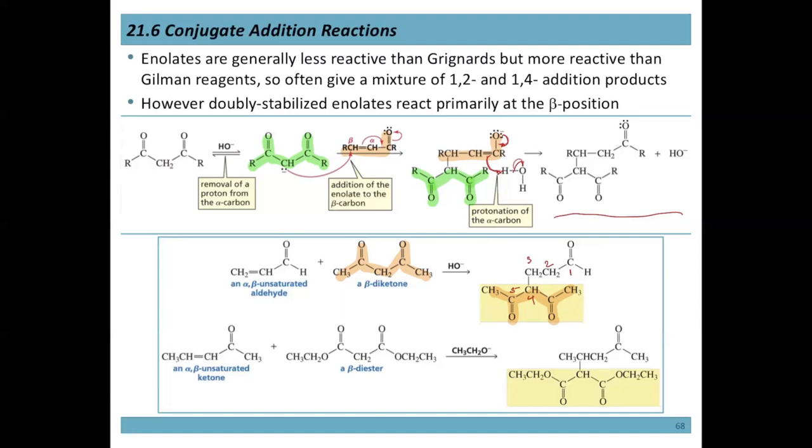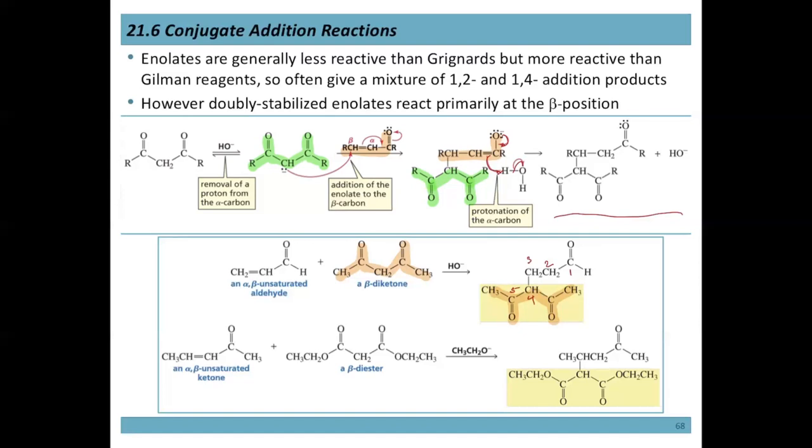If you ever see a 1,5 dicarbonyl compound, the hint is it came from a Michael reaction. A 1,3 dicarbonyl compound came from a Claisen reaction. A 1,3 dioxo, meaning one carbonyl and a 3 hydroxy group, came from an aldol reaction. So look for these patterns here.